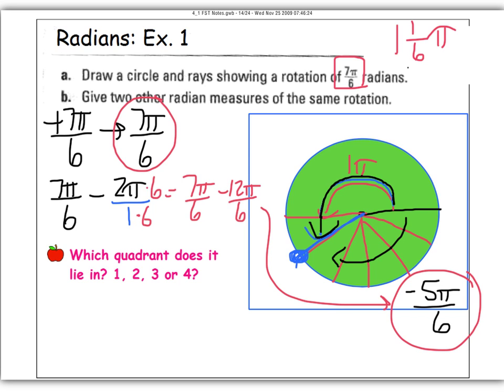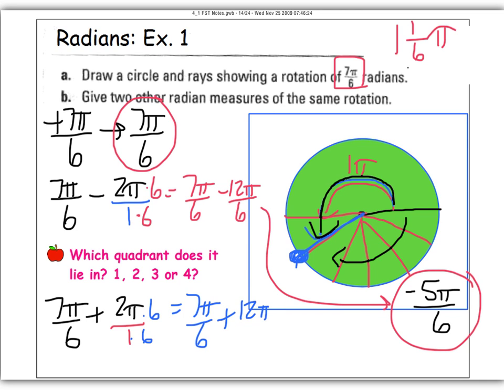Now, they want a third rotation, so we have a couple options. One thing that we can do here is we can choose to go around the circle 1 complete rotation, which is 2 pi, and then go another 7 pi over 6. So for that, I would just say take 7 pi over 6 and add to it 2 pi. Again, let's get a common denominator, which is going to be our 6. So now 7 pi over 6 plus 12 pi over 6 is going to land us at 19 pi over 6, a third possible rotation.